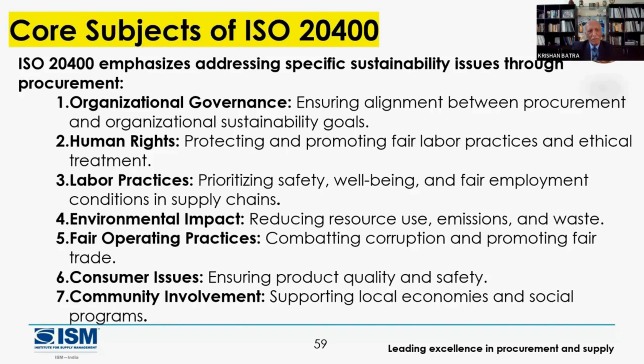Now, the core subjects of this one are obviously the organization governance part, which I showed you how the governance will be done, human rights, and labor practices. Now, these human rights, you will find they are coming under section 12 of the SDG. It could be under different headings. So this could also be the labor practices, environmental impact, consumer issues, and last is community involvement. I think this is becoming a very important part.